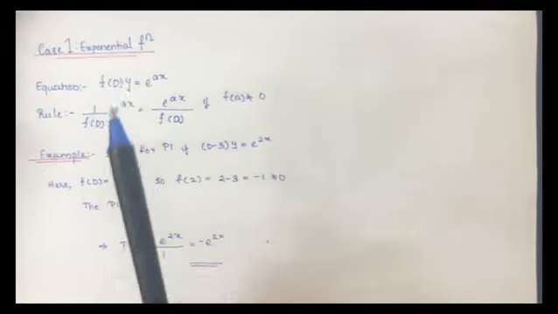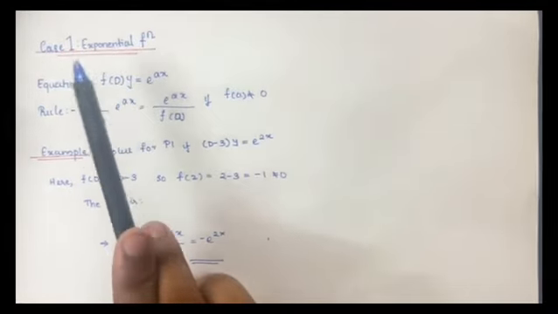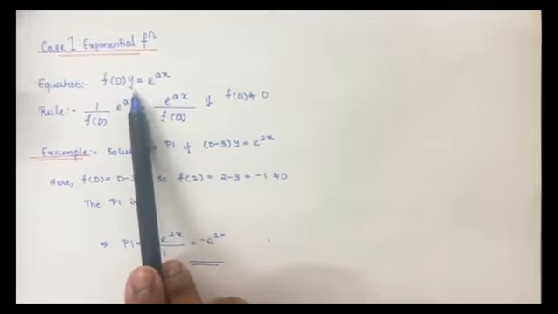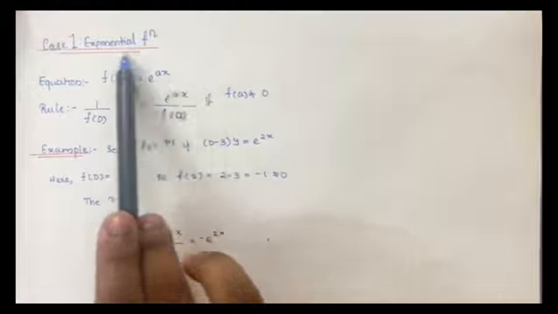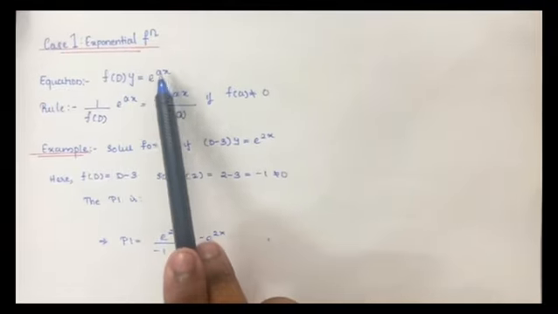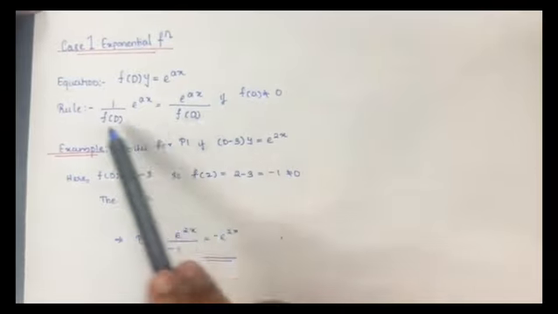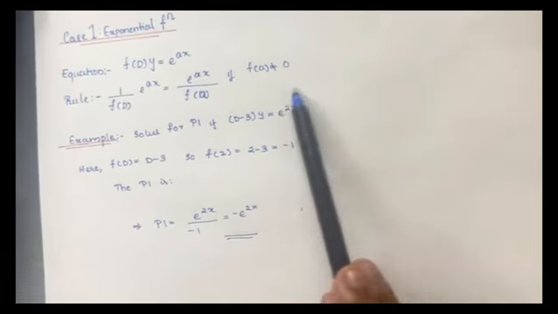So our first case is nothing but the exponential function. In this case, the RHS of the equation is an exponential function in this form. This is the general formula for this case. The RHS is nothing but e to the power ax. Now coming to how to find the PI. This is our working methodology.